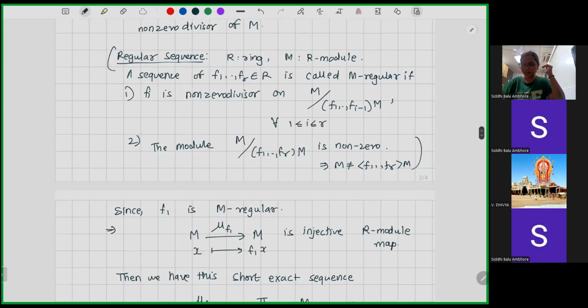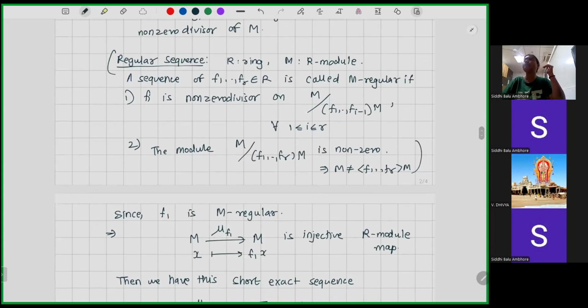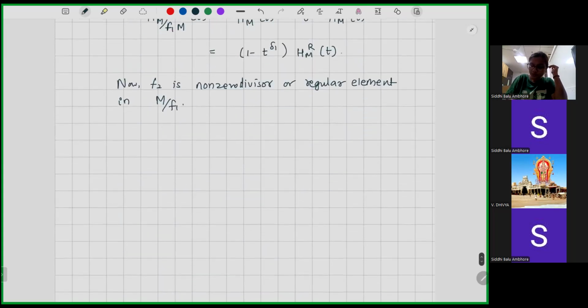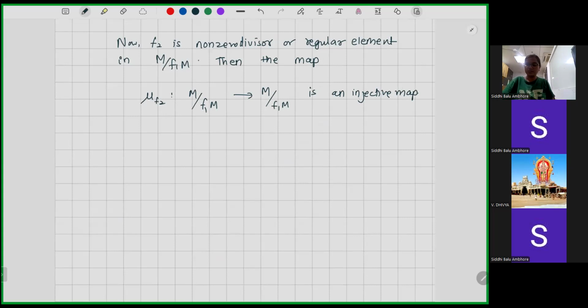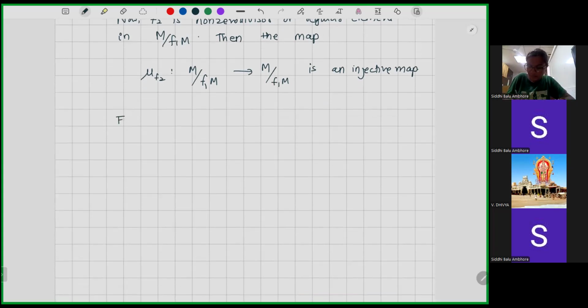That's by the definition of a regular sequence, that Fi has to be a non-zero divisor on M quotiented by F1 to Fi minus 1. So I'm considering F2. So this F2 is a non-zero divisor here in M quotiented by F1M. Then again the map mu F2 from M quotiented by F1M to M quotiented by F1M is again an injective map, and then following the degree of this map.